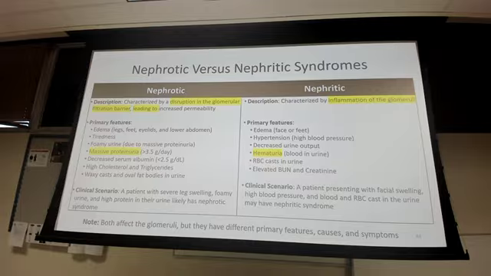Nephritic syndrome is characterized by inflammation of the glomeruli, all right? So same edema, hypertension, decreased urine output, but there's going to be blood in the urine. You may see RBC casts and elevated BUN and creatinine, okay?